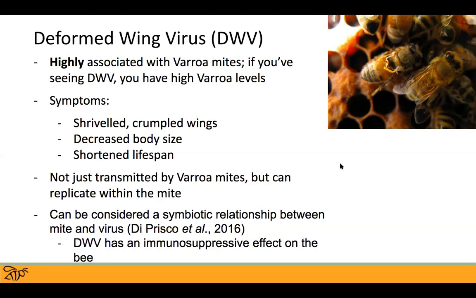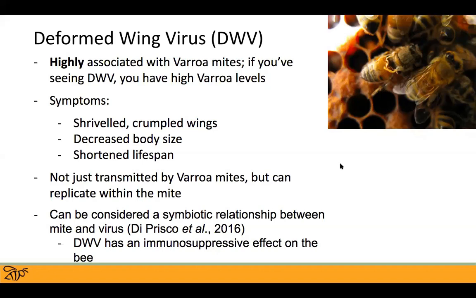But how does the virus benefit the mites? So research by DePrisco et al. found that deformed wing virus itself actually has an immunosuppressive effect on the bee. So what that means is that the virus itself, not just the damage by the mites, is reducing the bee's immune system's ability to function.